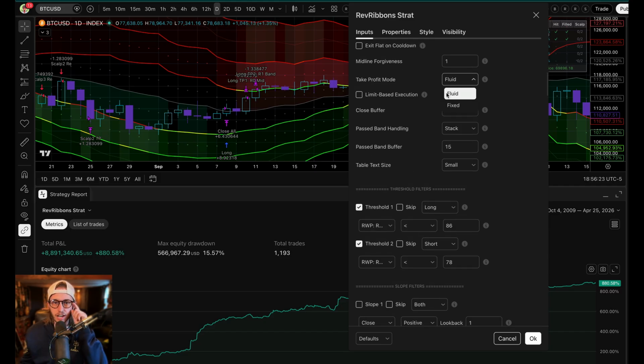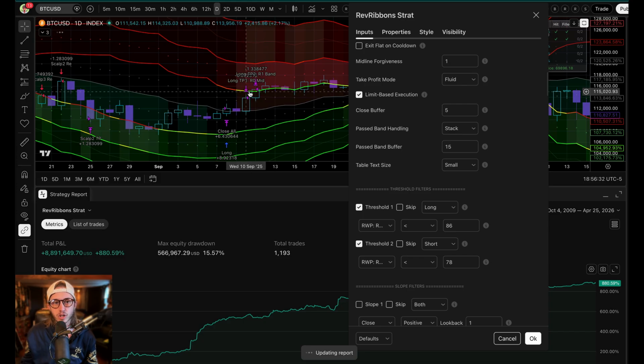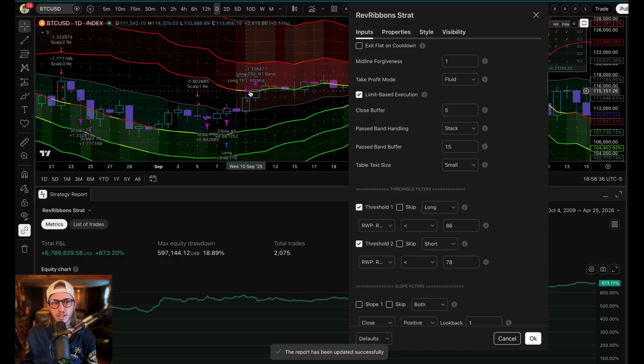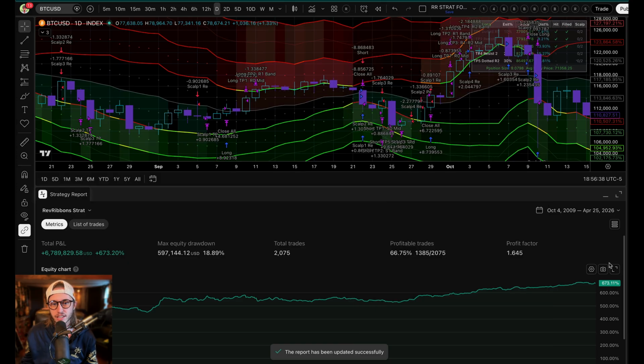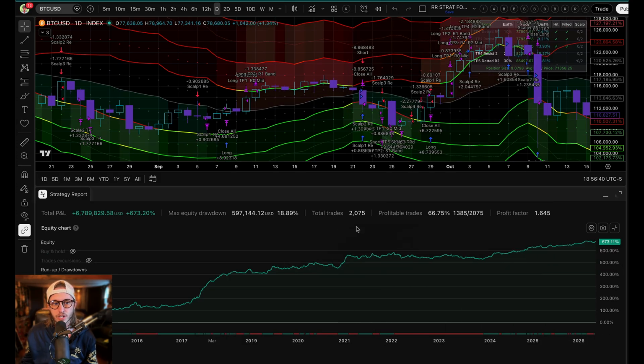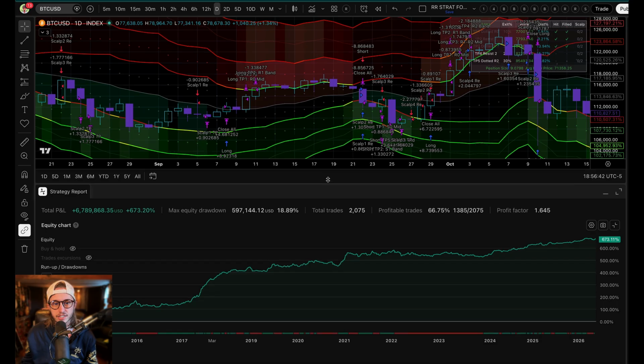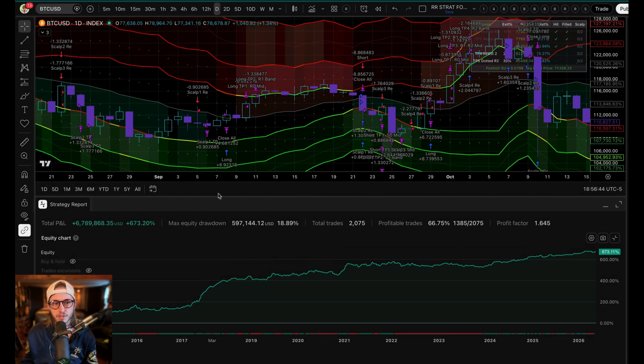However, it only matters if you're on fluid, because if you're on fixed, this won't change anything. The limit-based execution will look at the previous price of the band and exit if price crosses that. You can see it definitely affects the equity curve a good bit. I mean, the equity curve generally looks kind of the same, but the percentage changes a bit.